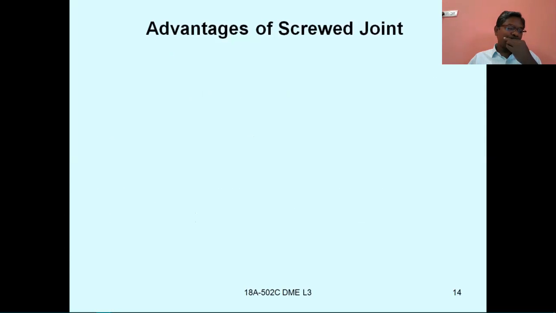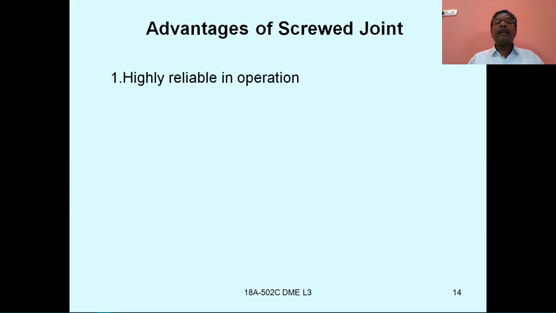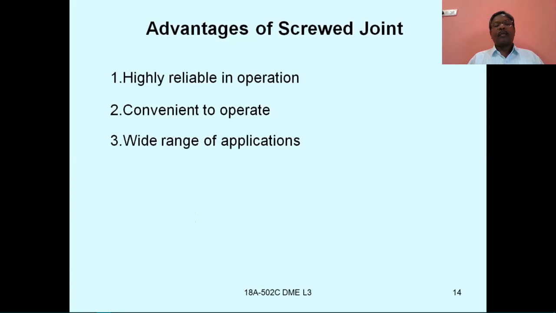Advantages of screw threads. What are the advantages of screw joints? Number one is highly reliable in operation. Number two is convenient to operate. Number three is wide range of applications. In many areas, we are going to use these screw joints. Similarly, relatively cheaper than other techniques and more efficient.